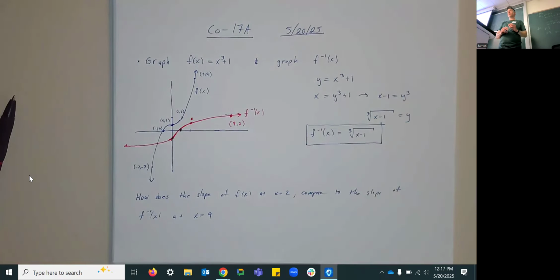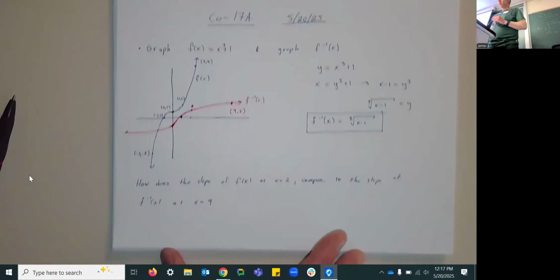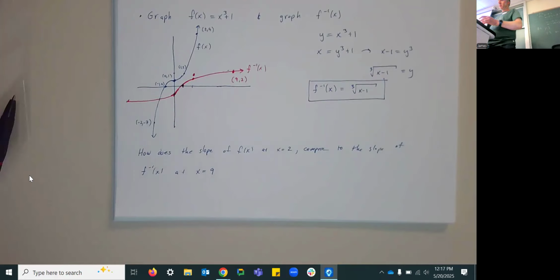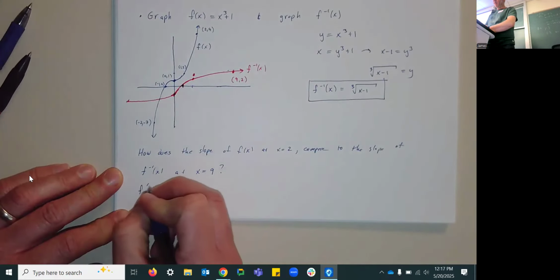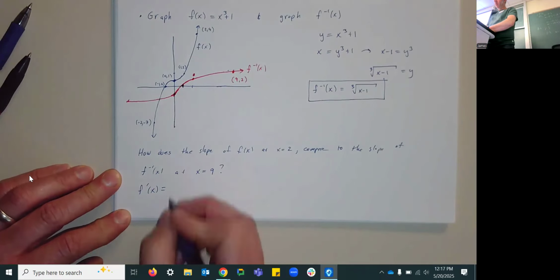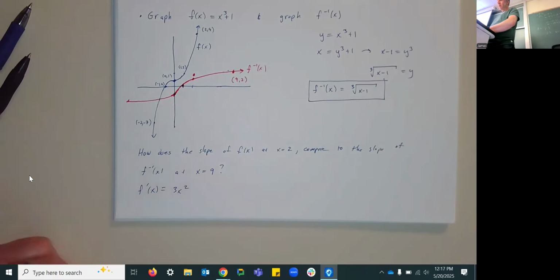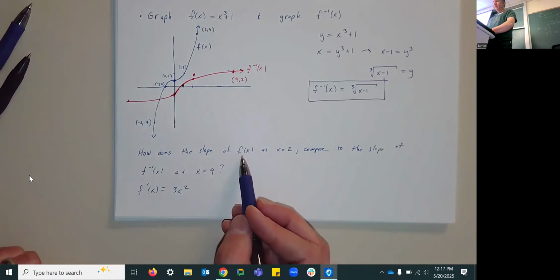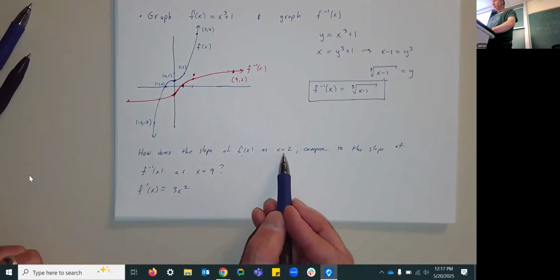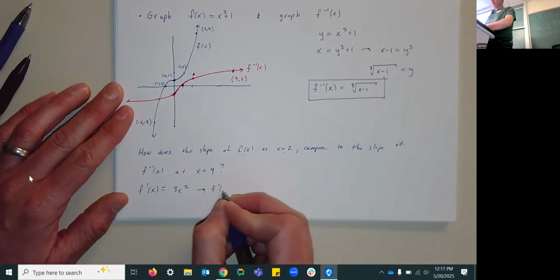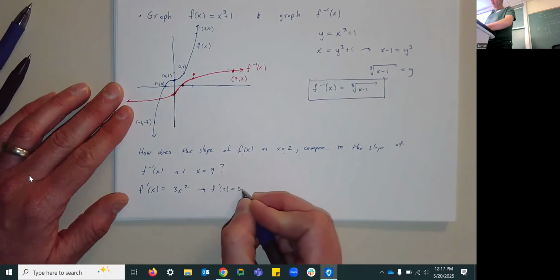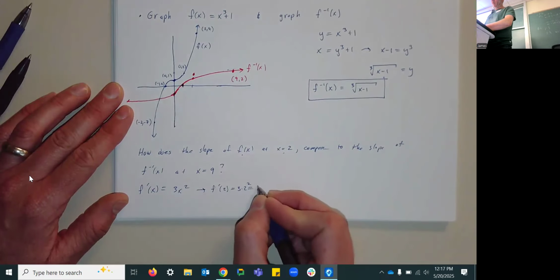So there's an inverse function. And now what I really want to know about is how their derivatives look at these points I'm talking about. So let's go ahead and find the derivative of f. So f prime of x is equal to 3x squared. And if I want to find the slope of the tangent line to f at x equal to 2, I'm just going to plug in the 2. So f prime of 2 is equal to 3 times 2 squared, which is 3 times 4, which is 12.